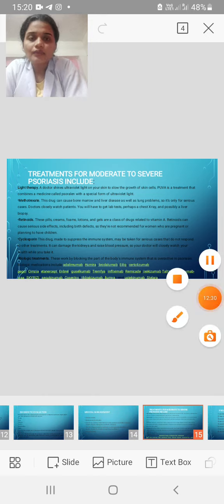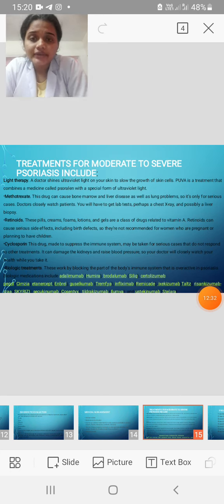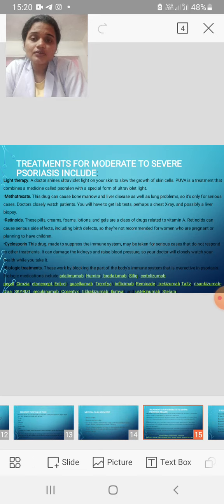Retinoids. These pills, creams, lotions, and gels are a class of drugs related to vitamin A. A retinoid can cause serious side effects, including birth defects, so they are not recommended for women who are pregnant or planning to have children.